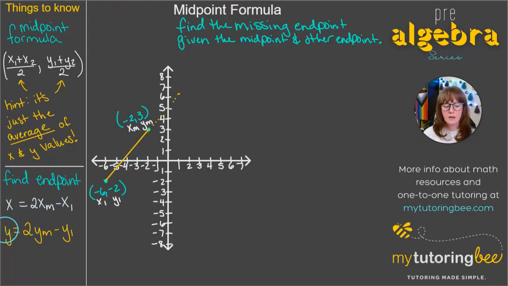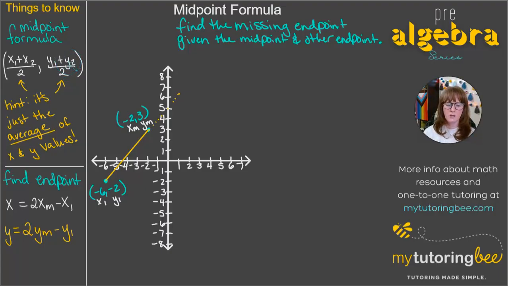Now you can use these formulas. So the m again stands for the midpoint, so the x and the y portions of the midpoint. The 1's stand for the given endpoint, and then our x and y's over here would be for the missing endpoint that we're trying to find. However, we can find the other endpoint, the missing endpoint, using our midpoint formula. Let's take a look at how to do this.